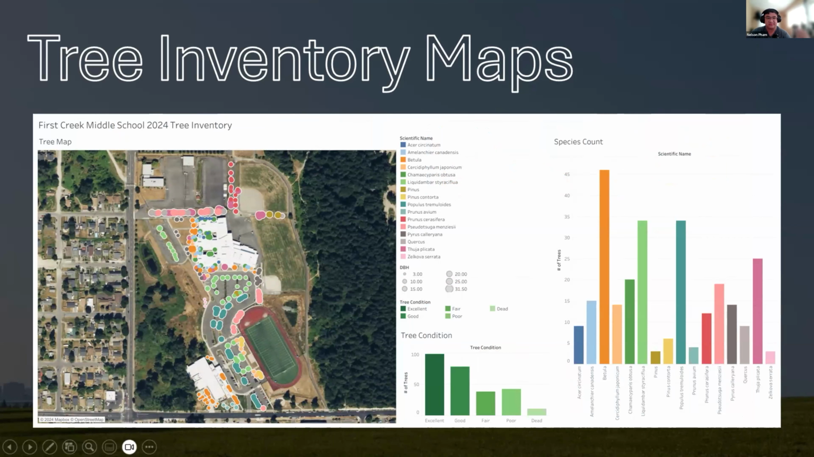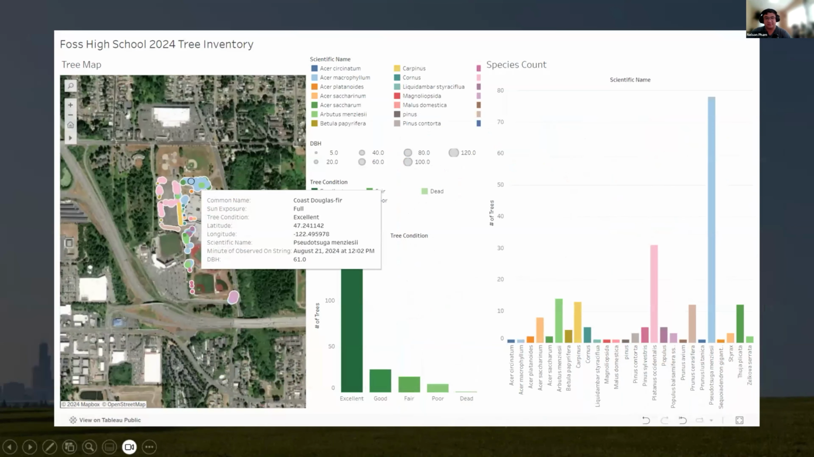And this is open source. People can go and find all my data online right now. So for the Foss High School 2024 tree inventory, each single circle is fully interactable. You can click on them and zoom in, and it'll tell you the common name, sun exposure, tree condition, the GPS coordinates of where I observed this tree, and also the scientific name, the day and time that I observed it, and DBH.